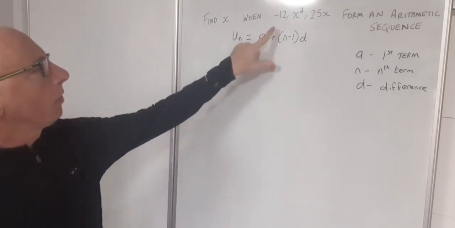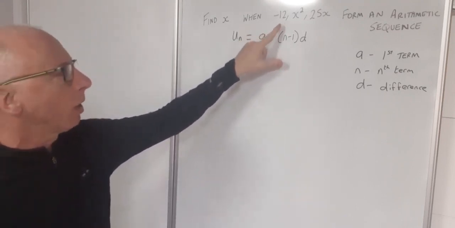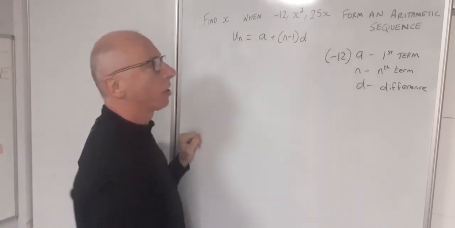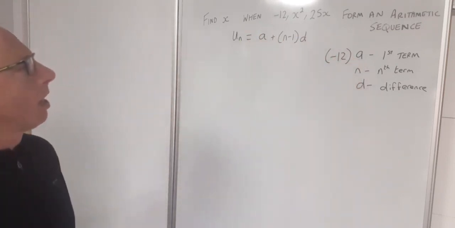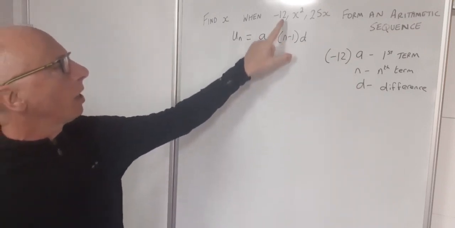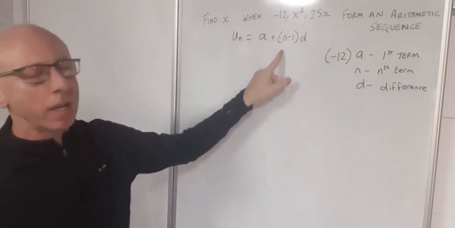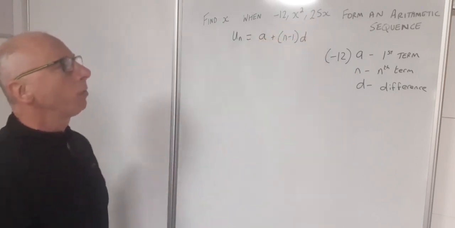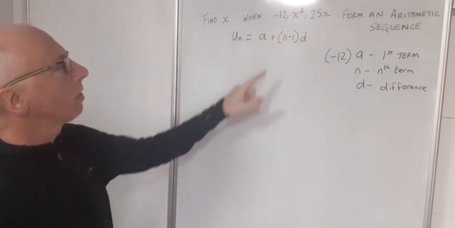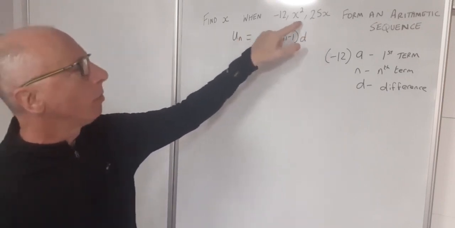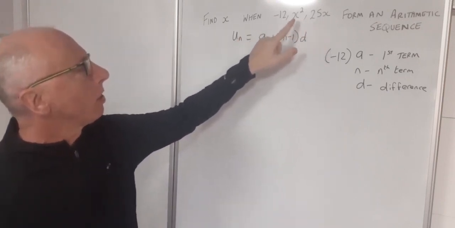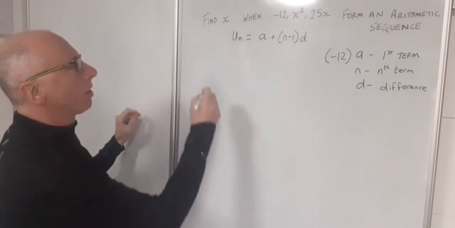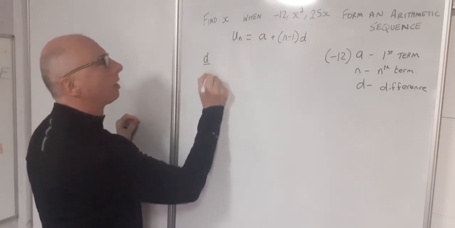Now, we know the first term is minus 12 because it's given here. And n, we know obviously this is the first, second and third. But the difference, we don't know. Now, what we do know is that in an arithmetic sequence, the differences are uniform. They're always the same gap. So let's have a look at what's happening with the differences here and try and find d.